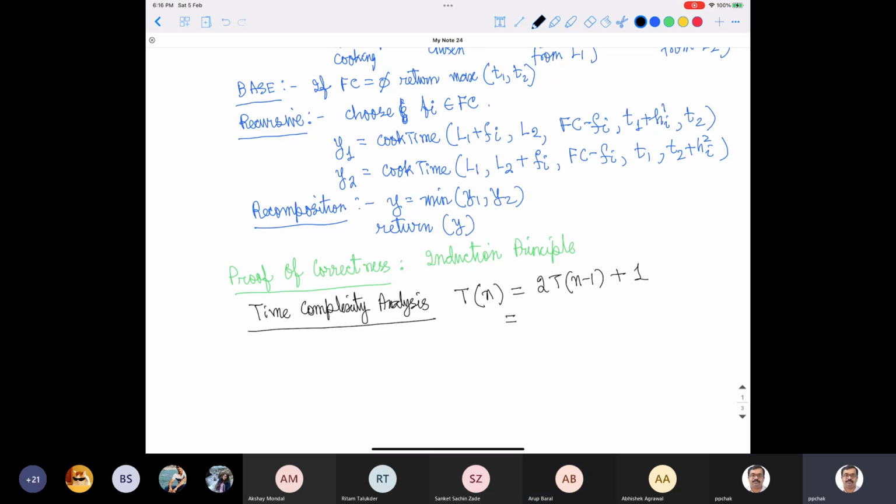Exact, 2 to the power n minus 1. 2 to the power n minus 1. What is the exact expression for this? Aditya Chari?